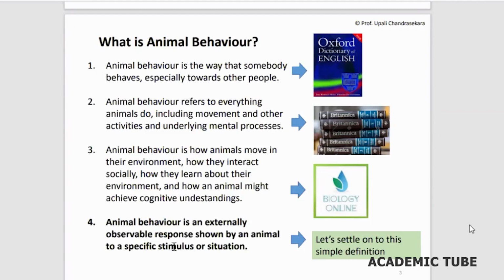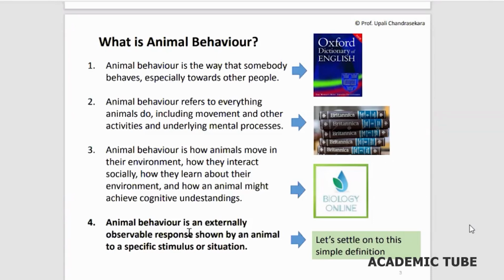Right? So, like I said, let's use this particular definition throughout this course unit. Animal behavior is an externally observable response shown by an animal to a specific stimulus or situation. Now, these are quite new words. Stimulus, externally observable response means what we can see.